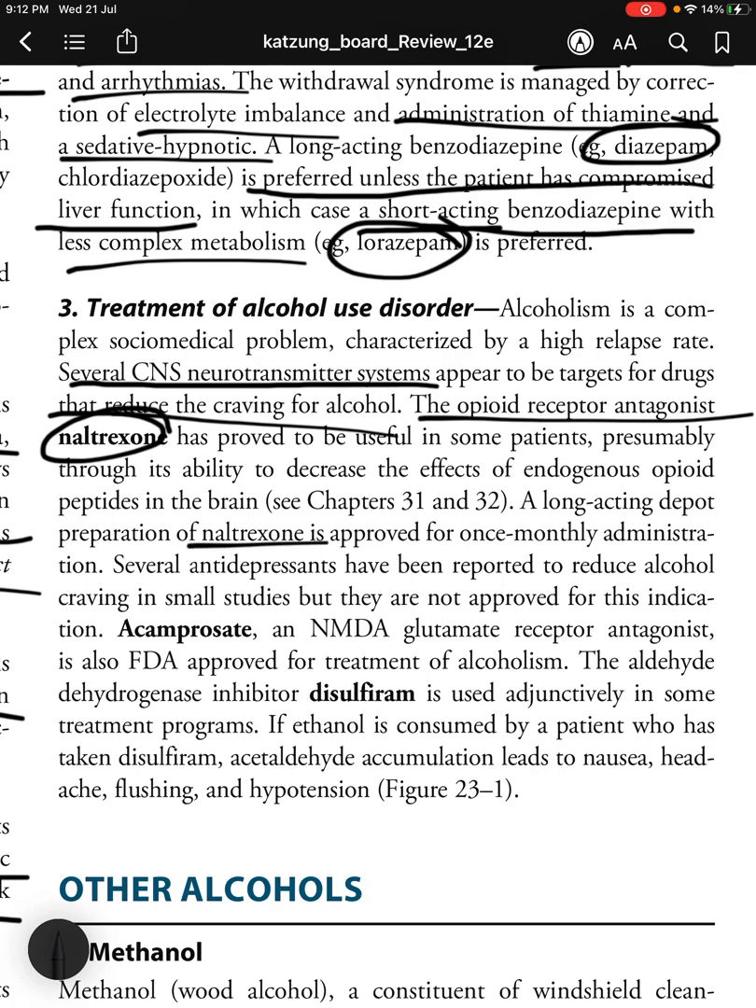A long-acting depot preparation of naltrexone is approved for once monthly administration. Several antidepressants have been reported to reduce alcohol craving in small studies, but they are not approved for this indication. Acamprosate, an NMDA glutamate receptor antagonist, is also FDA approved for treatment of alcoholism. So, disulfiram, naltrexone, and acamprosate in alcohol use disorder.